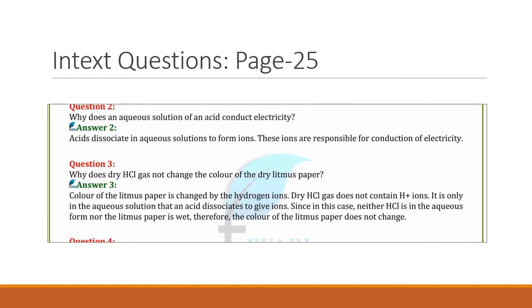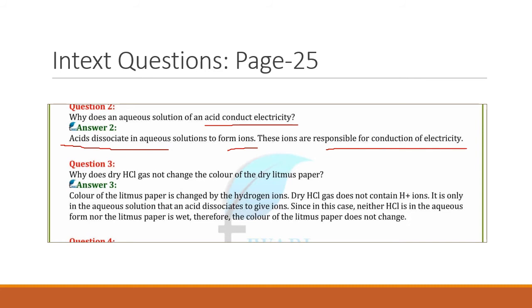Now, question number 2 and 3 from page number 25. Question number 2: Why does an aqueous solution of acid conduct electricity? Children, for your knowledge, the conduction of electricity through a solution is because of ions, whereas conduction of electricity through a wire is because of free electrons. Acid in aqueous solution dissociates to form ions, and hence these ions are responsible for conduction of electricity.